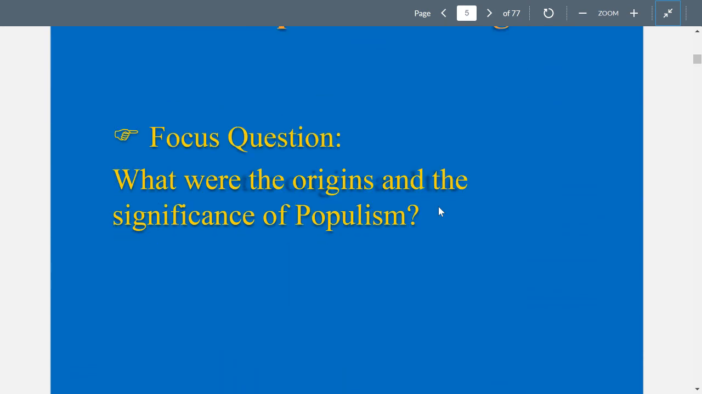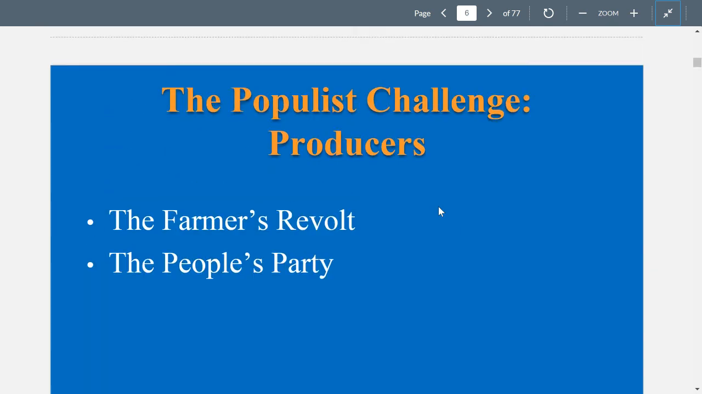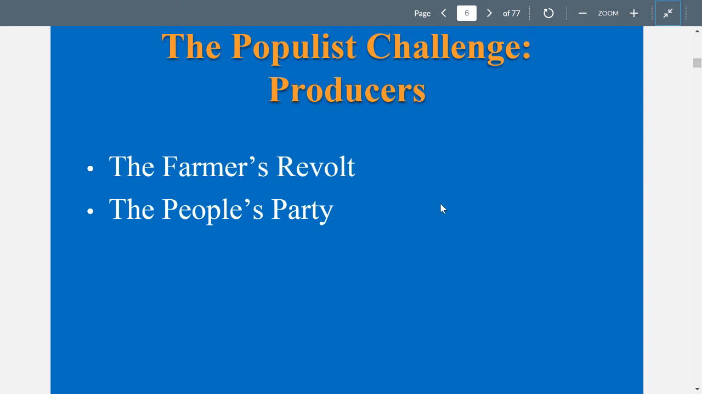So then we come to the issue of what is populism? What are the origins and significance of populism? That's where we need to start off. So, where do we get the origins of populism?